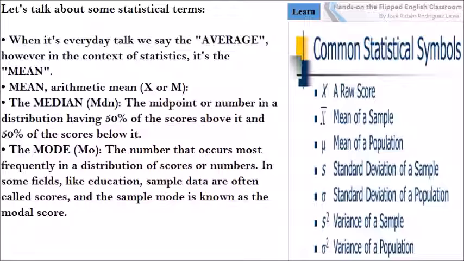Let's talk about some statistical terms. When it's everyday talk we say the average, however in the context of statistics, it's the mean. Mean, arithmetic mean. The median, MDN, the midpoint or number in a distribution having 50% of the scores above it and 50% of the scores below it. The mode, MO, the number that occurs most frequently in a distribution of scores or numbers. In some fields, like education, sample data are often called scores, and the sample mode is known as the modal score.